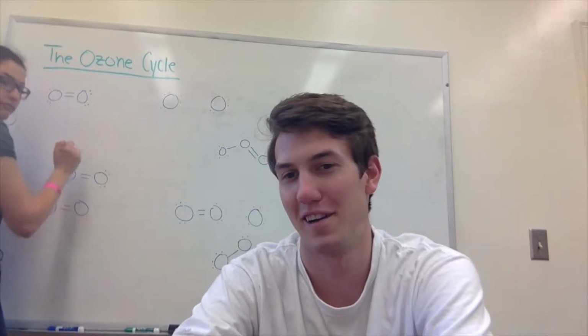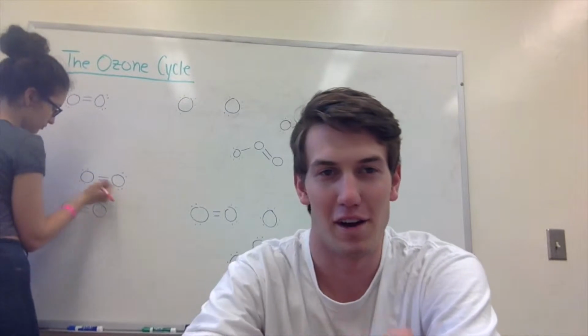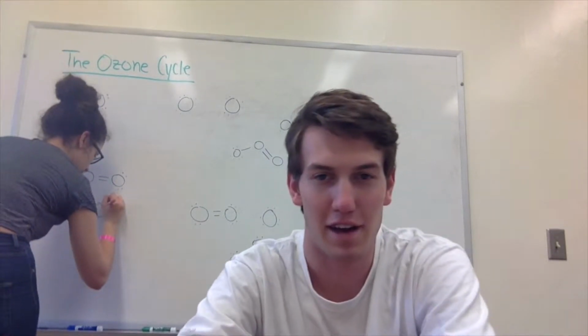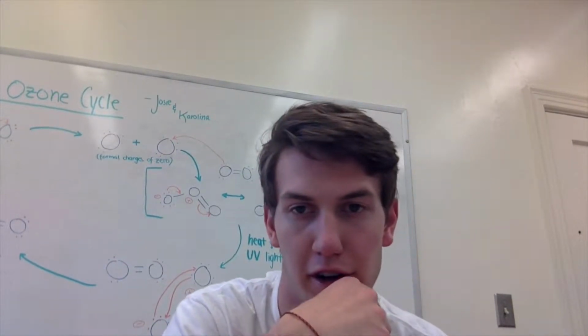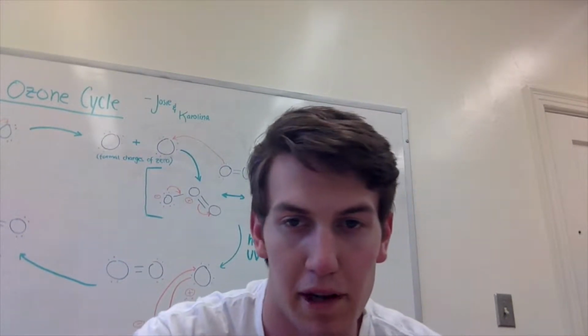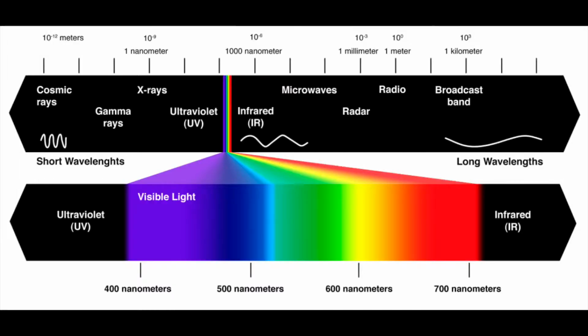Josie, and this is Carolina, and we're going to talk to you today about the ozone cycle and the greenhouse gas effect. Before we go through the mechanism of ozone, I just wanted to talk a little bit about what it protects us from, and that is ultraviolet light. As you can see in the spectrum here, ultraviolet light has shorter wavelengths than visible light or infrared on the light spectrum, and that means that it has more energy.